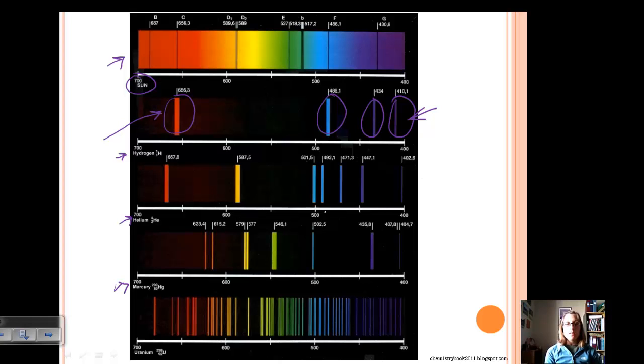And since each element has its own atomic spectra, astronomers can use really high-powered spectroscopes to look at stars and match up what they see in their spectroscope to things like this and determine what elements are present in stars, even though they're really far away. So it's very cool.